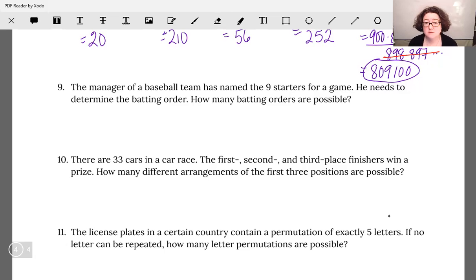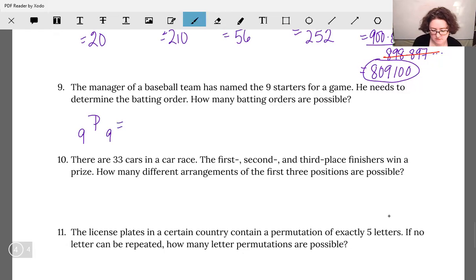Absolutely, because you need to know who's going to start off the game. So order is important, which means we're going to use a permutation. We have 9 possible starters, and all 9 of them need to go in that batting order for that inning. Alrighty, so 9 permutation 9.